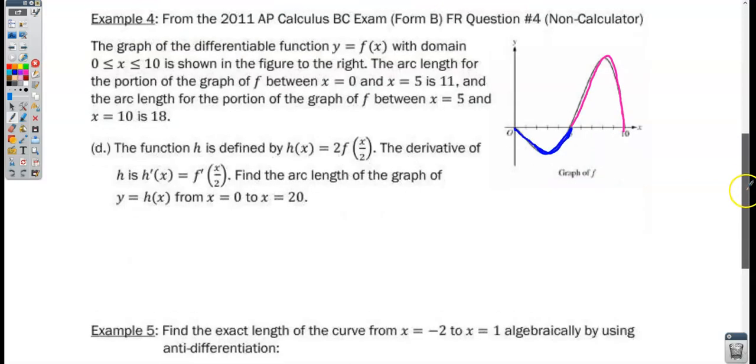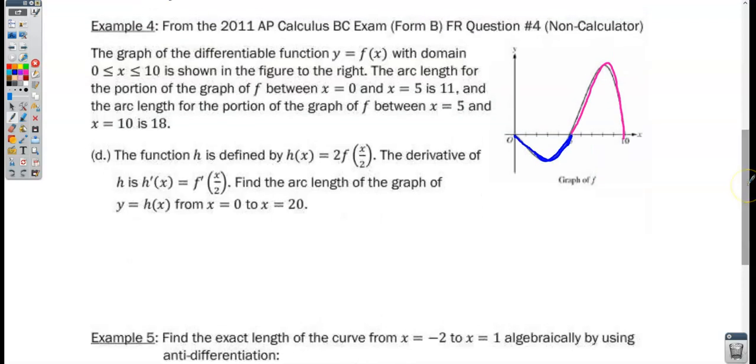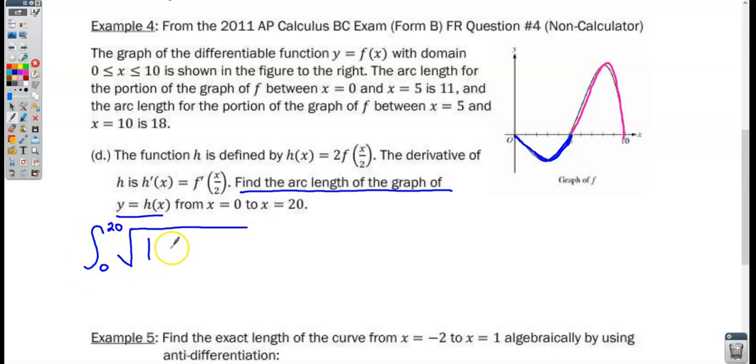So the first thing I'm going to do in order to answer this question is set up an integral for the arc length of y equals h of x from x equals 0 to x equals 20. Now, h of x is a function in terms of x, so my limits of integration are in terms of x. This is going to be the square root of 1 plus (dy/dx) squared. And since the function is h of x, that means that dy/dx is h prime of x.